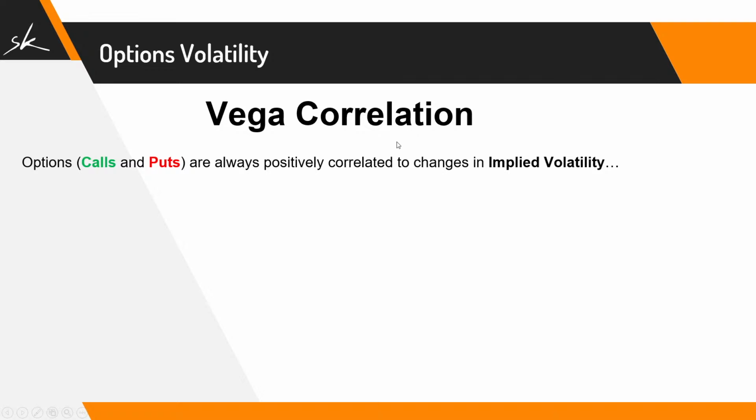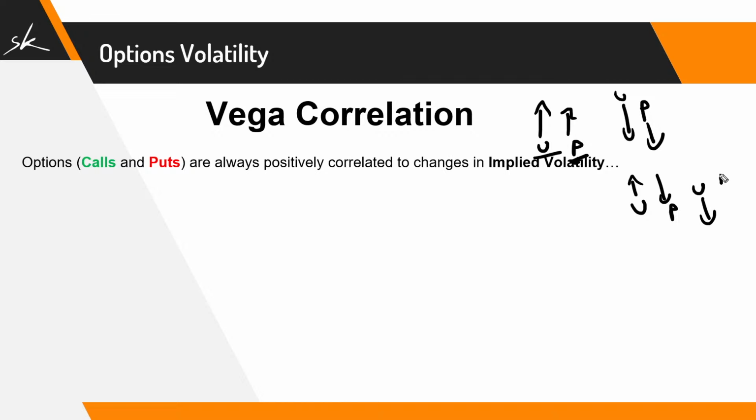Now when we talk about Vega correlations, we have talked about correlations many times in the past. There can be two kinds: a positive correlation and a negative correlation. A positive correlation is when the underlying goes up, the premium goes up, and if the underlying goes down, the premium goes down. Whatever the underlying is doing, the premium does exactly the same thing. A negative correlation is the opposite: if the underlying goes up, the premium goes down, and if the underlying goes down, the premium goes up.